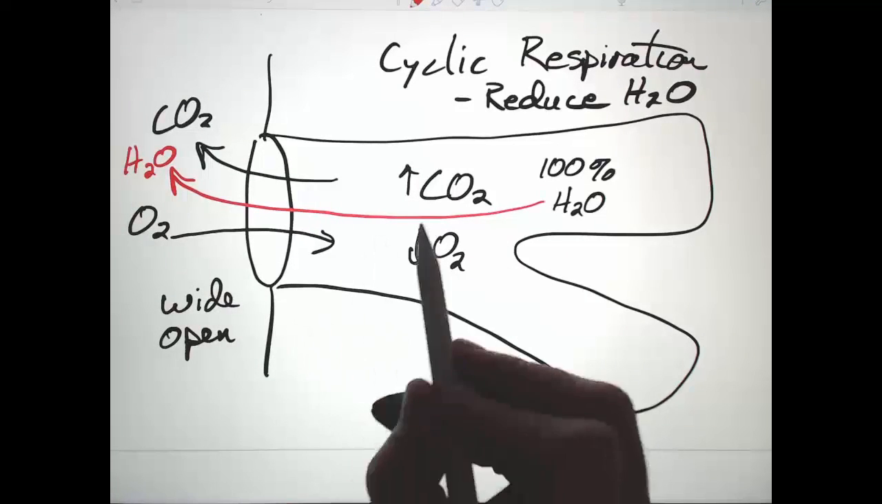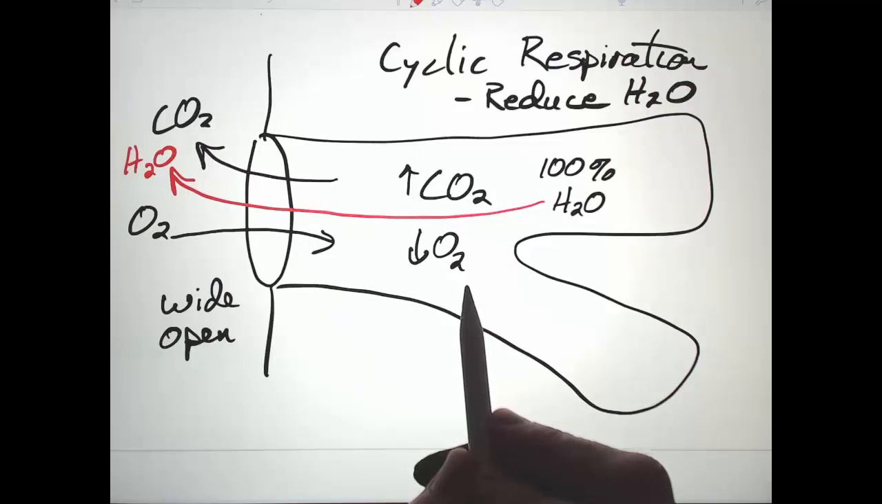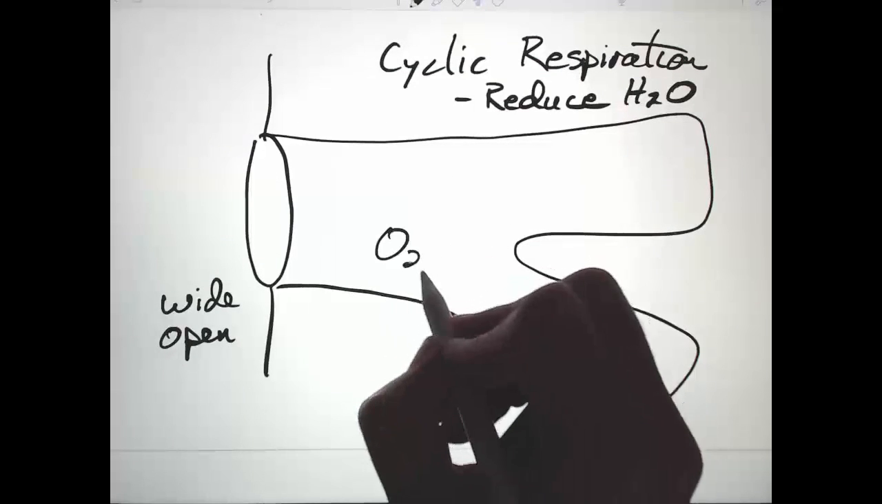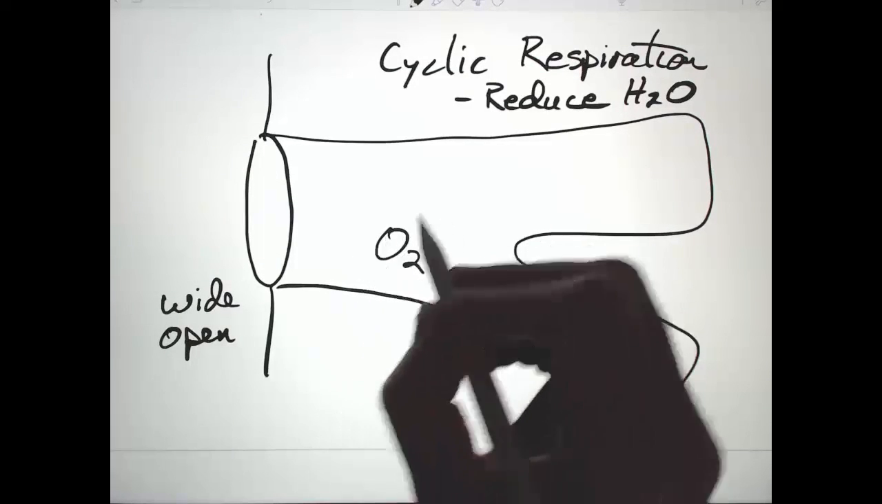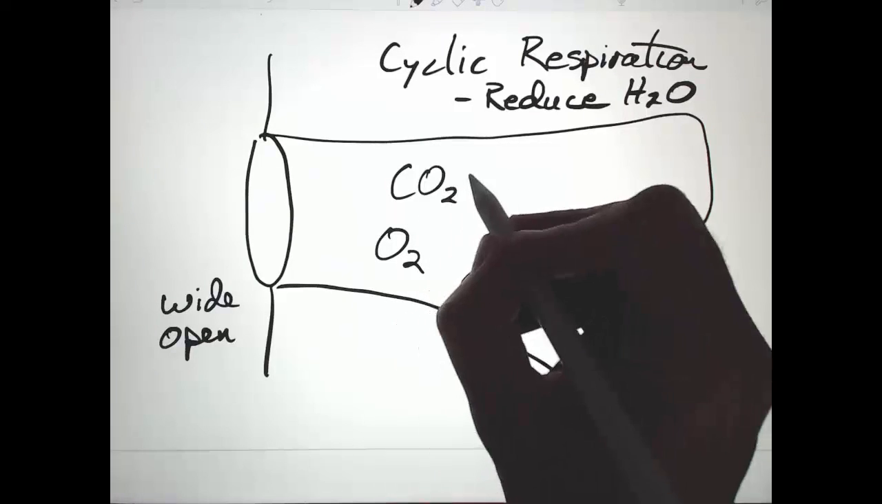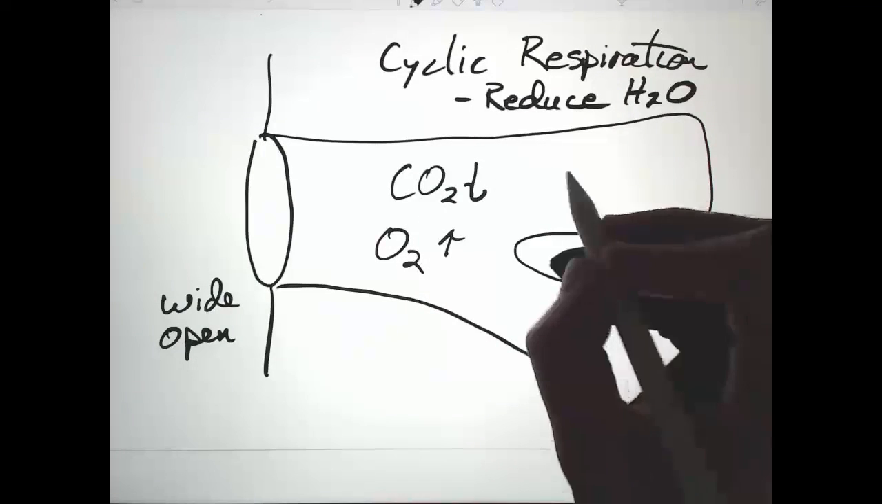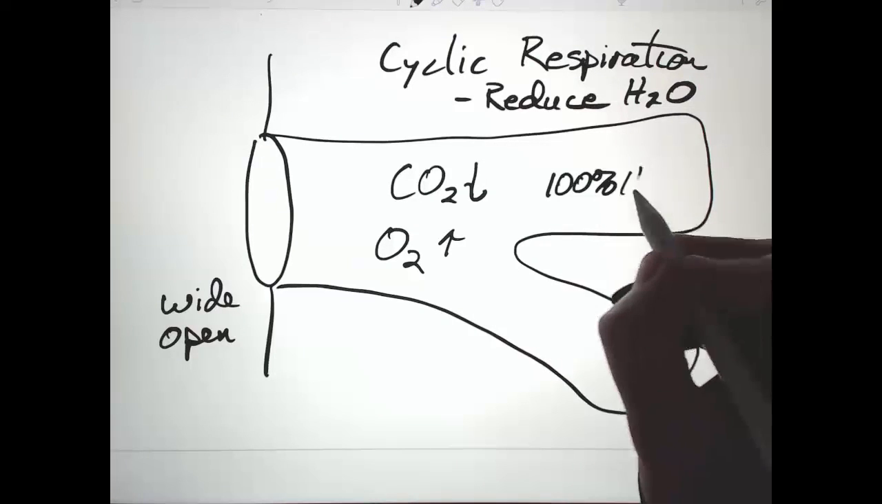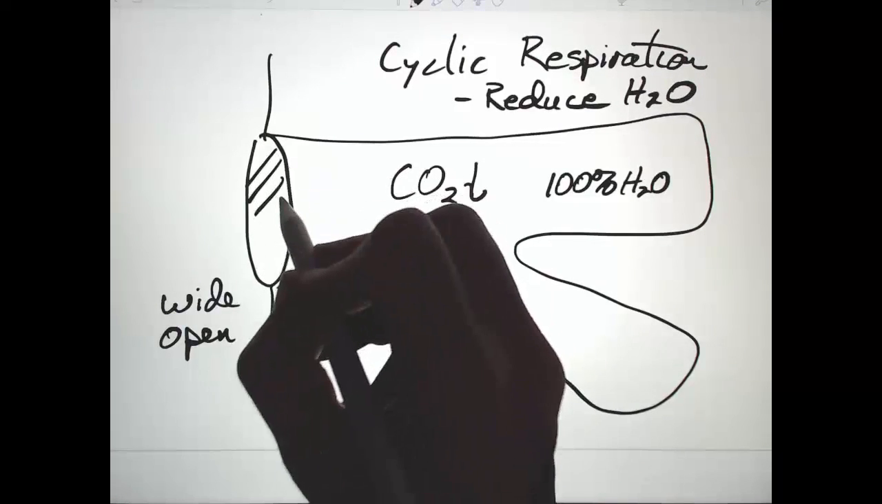The excretion of carbon dioxide is important. Picking up new oxygen is important. At the end of this period, oxygen is back to atmospheric, carbon dioxide back to atmospheric, and water vapor is still about 100% saturated. At that point, the spiracle closes.